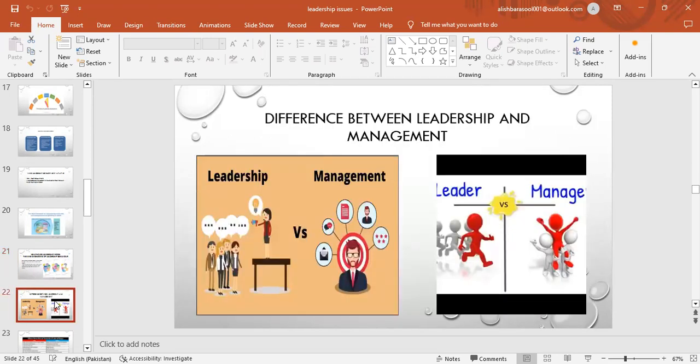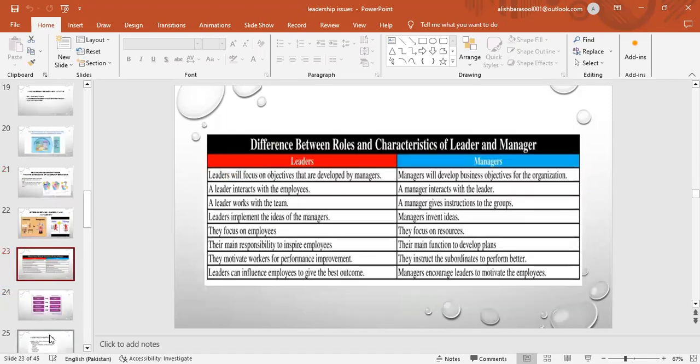Now, what is the difference between leadership and management? Differences between roles and characteristics of leader and manager. Leaders will focus on objectives that are developed by managers. A leader interacts with the employees. A leader works with the team. Leaders implement the ideas of the managers. They focus on employees. Their main responsibility is to inspire their employees. They motivate workers for performance improvement. Leaders can influence employees to give the best outcome.